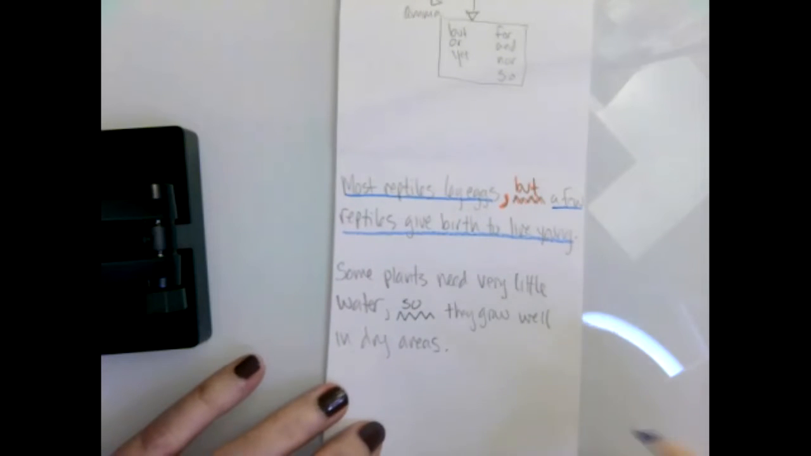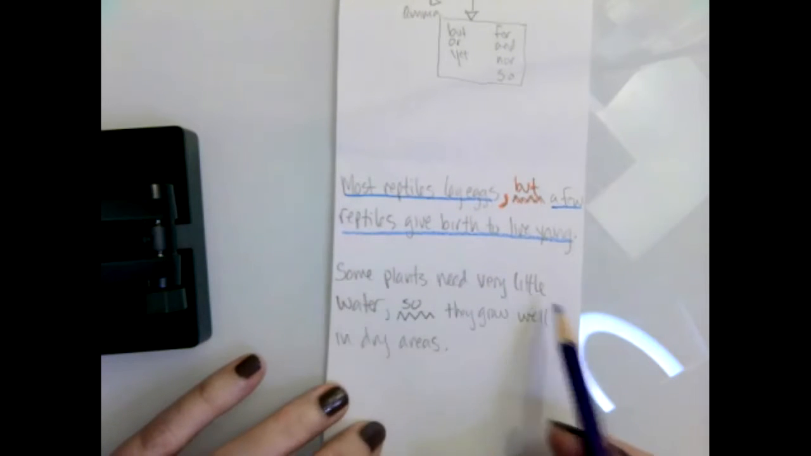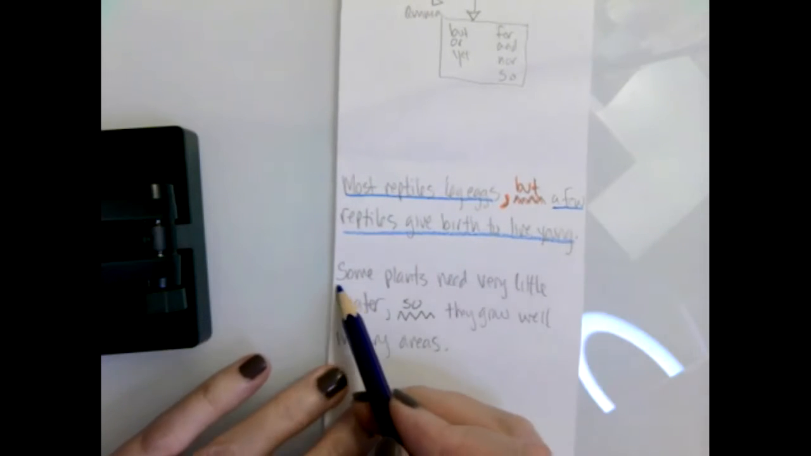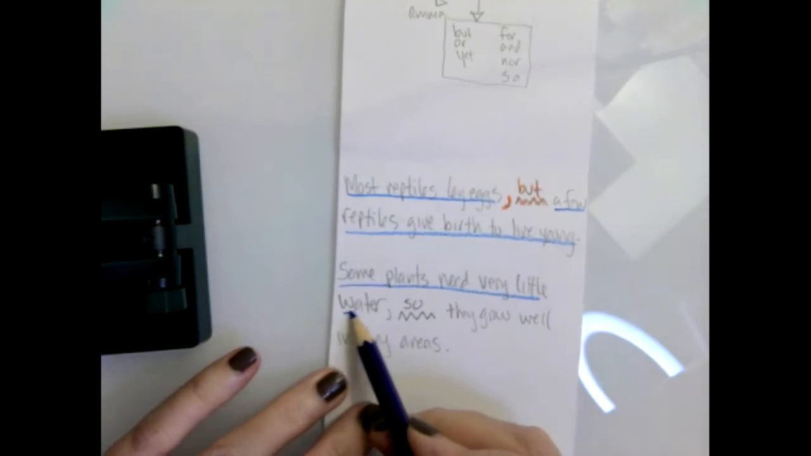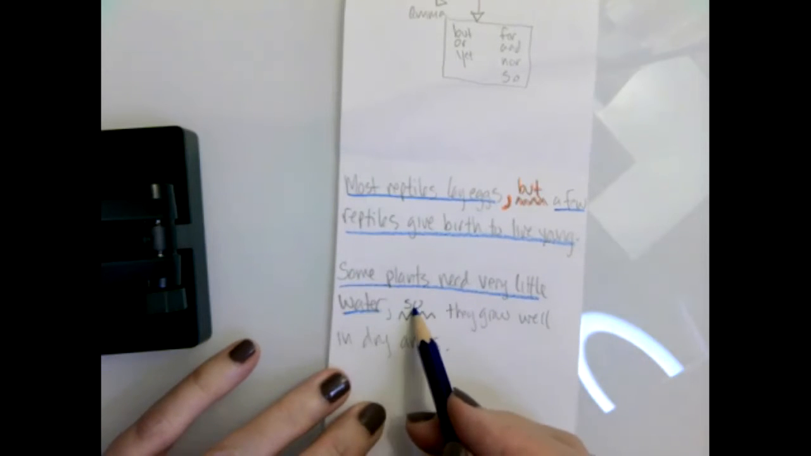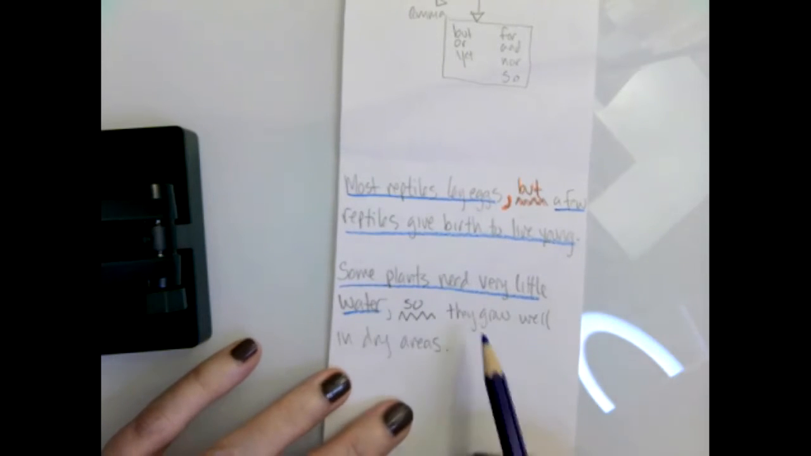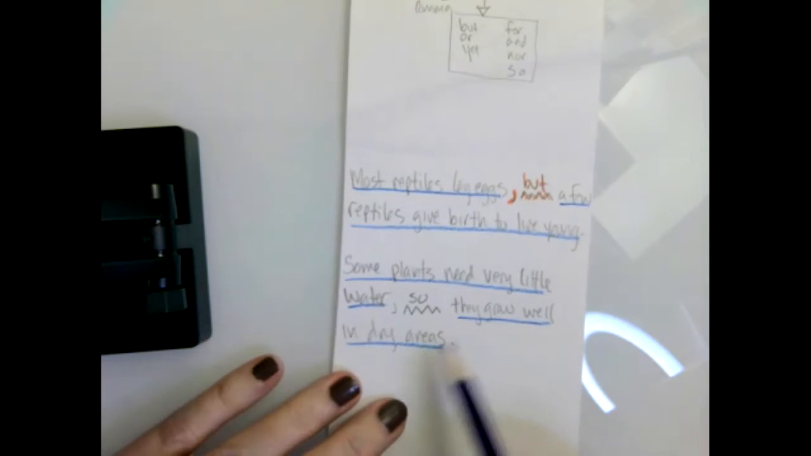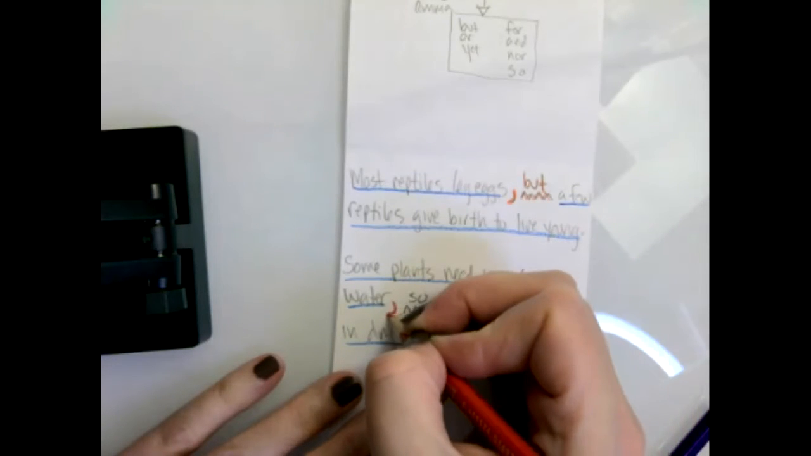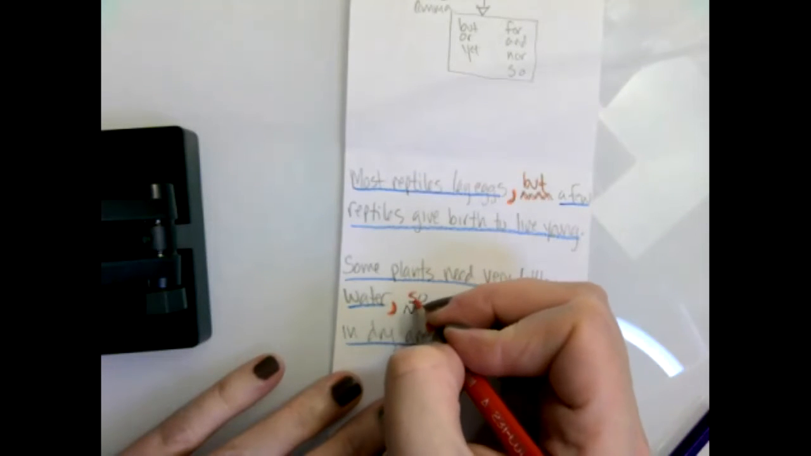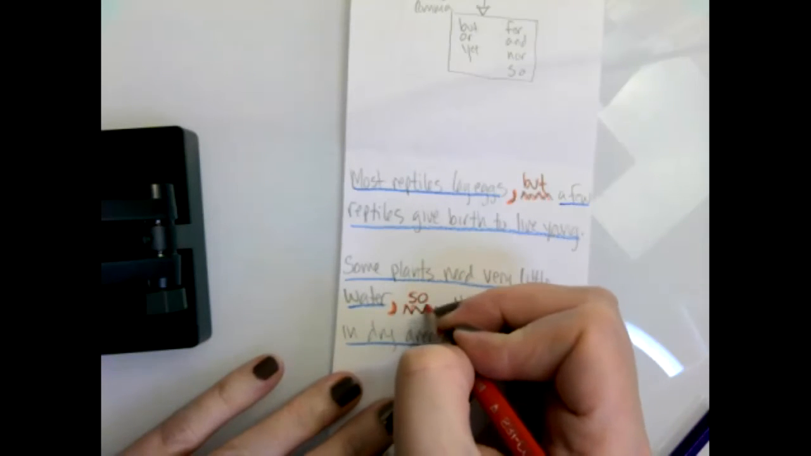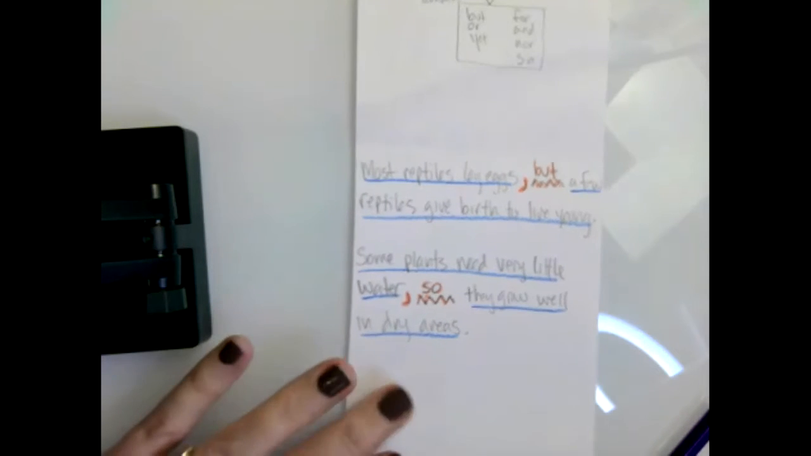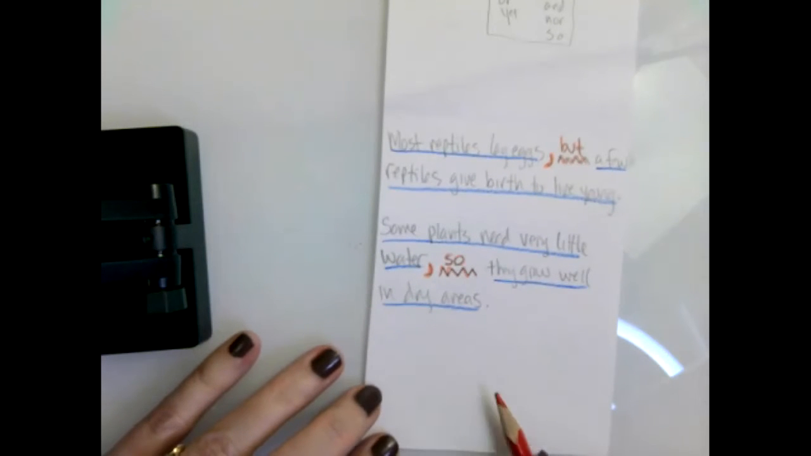Okay, now let's do the next one. Some plants need very little water. That's a complete thought, an independent clause. Comma, so they grow well in dry areas. They grow well in dry areas is also an independent clause, a complete thought. So we're going to go over our comma and our so, our coordinating conjunction, our special helper word there. And then have your child and you together come up with another example sentence.